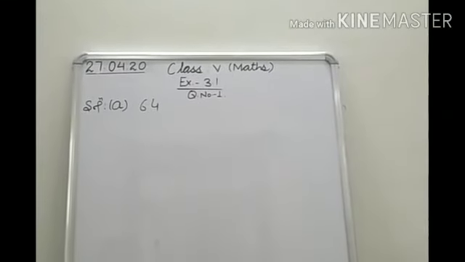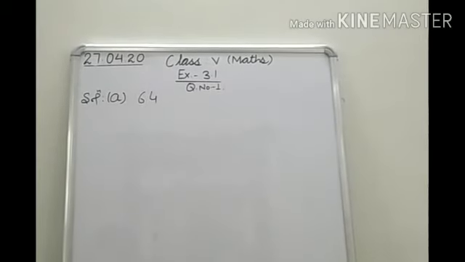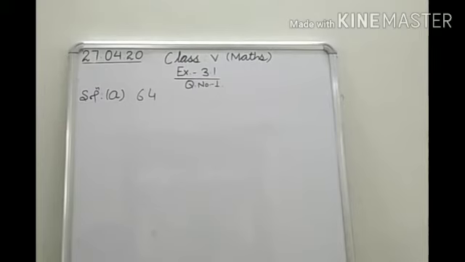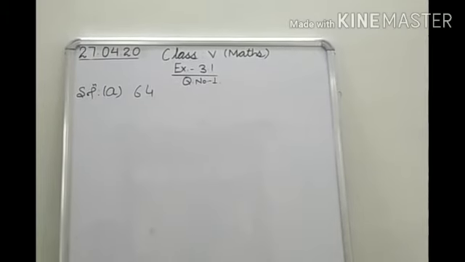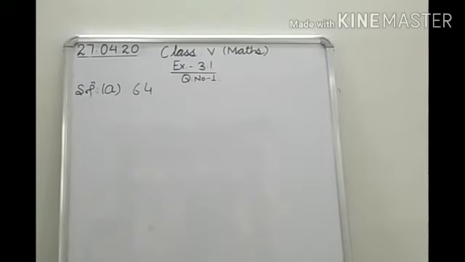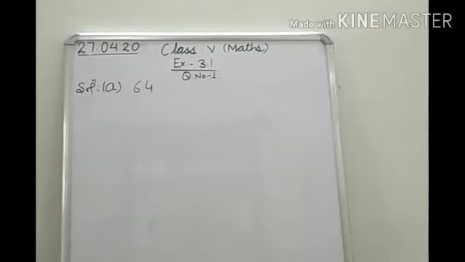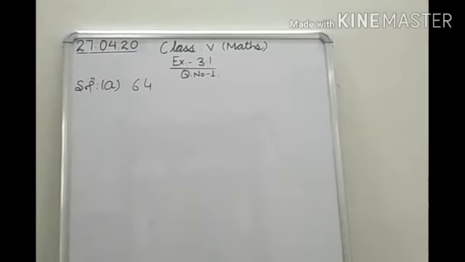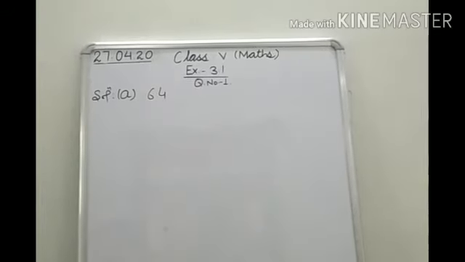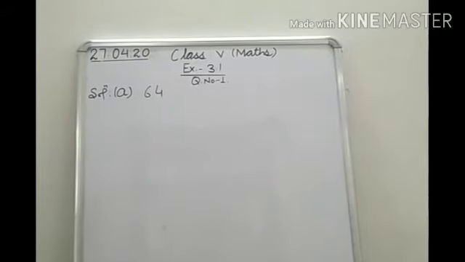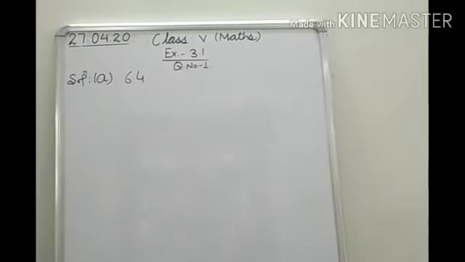Student, today we are going to start a new exercise, that is 3.1 question number 1. In this question, you are given to find all possible factors of the following numbers. Different numbers you are having. In part a, the number you are having is 64 and you have to find all the possible factors of this number. Student, for this you have to use the concept or rules studied in your previous video.